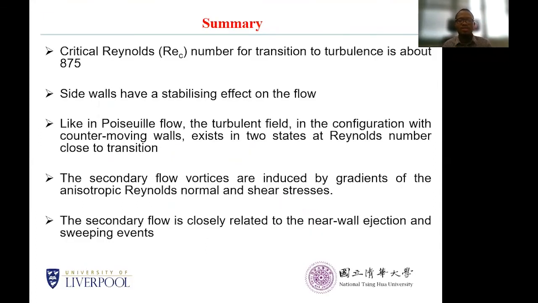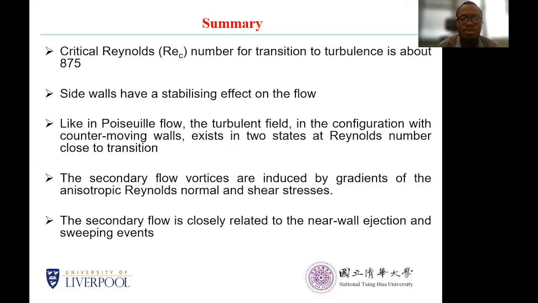So in summary, we've been able to carry out direct numerical simulation of turbulent flow in a square duct when the flow is driven by translating walls. And we found out that the critical Reynolds number for obtaining a turbulent state is about 875. This is much higher than you get in plane Couette flow. This increase in the critical Reynolds number is due to the stabilization by the side walls.